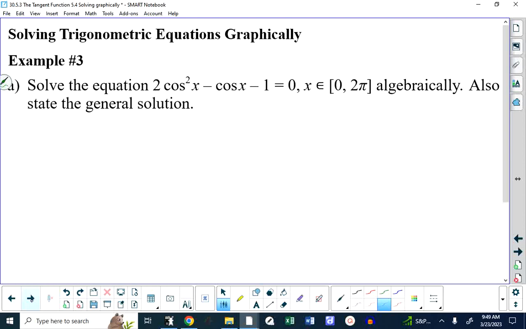This is a unit, trig A unit question, all right? You have to solve this algebraically, it says, which means you have to factor this, and then you have to set each factor equal to 0, and then you have to solve each of those new linear trigonometric equations. Are you with me on that? Okay. And just worry about from 0 to 2 pi, and then we can tack on what we need to tack on for the general solution.